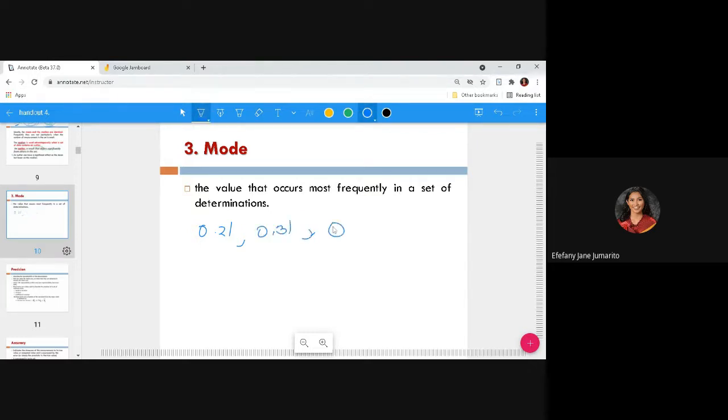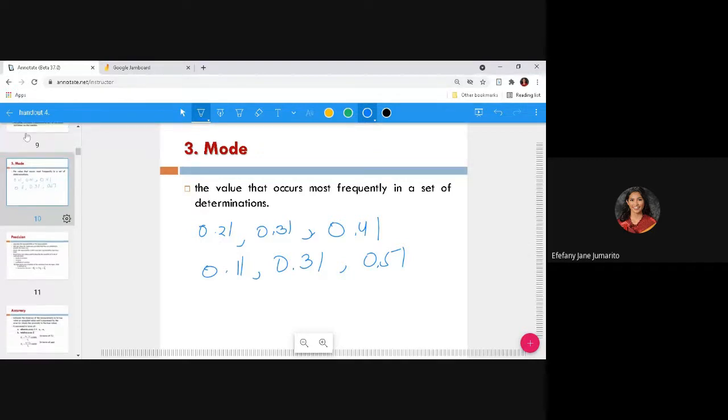0.31, then also we have 0.41, then 0.11, then 0.31, 0.51. Okay, what's the mode? 0.31, ma'am. Right, 0.31. Okay, so it is the value that occurs most frequently in a set. So that is your mode.